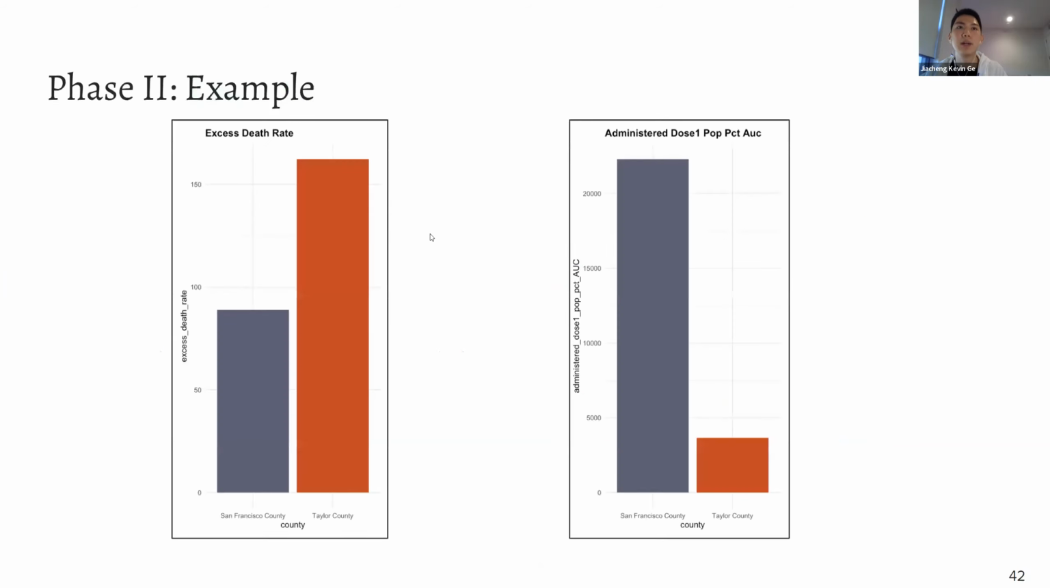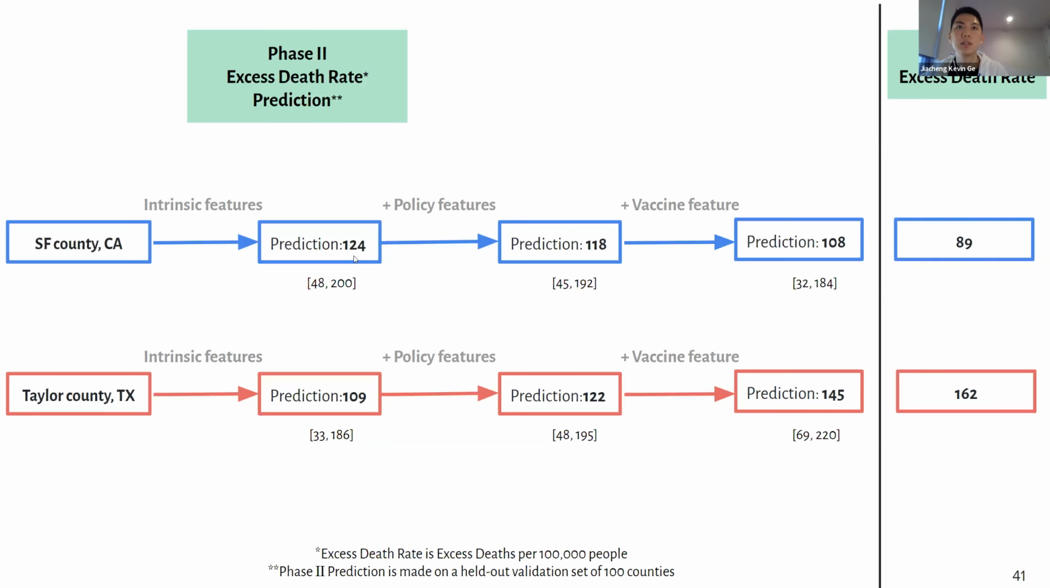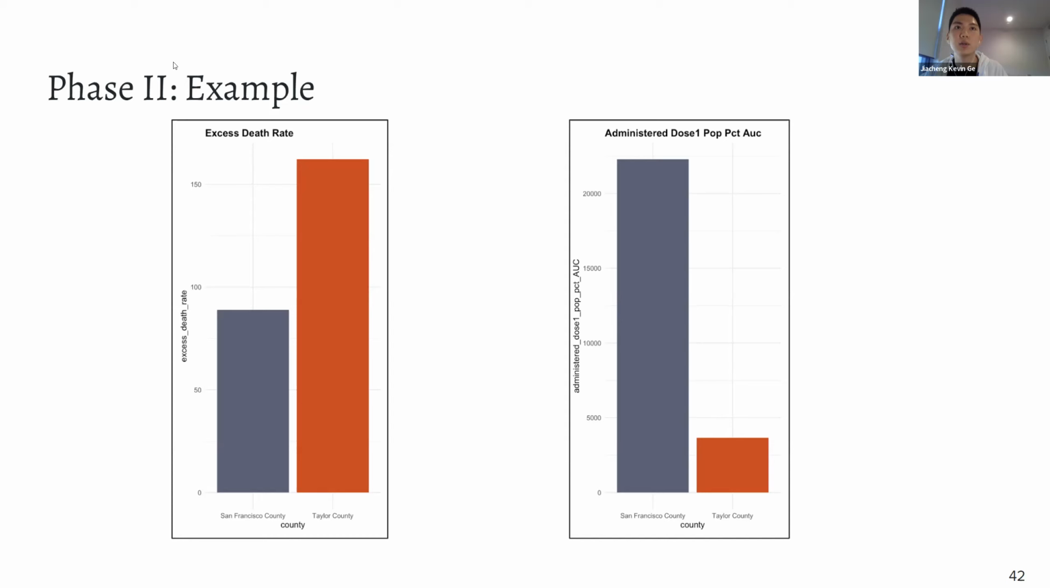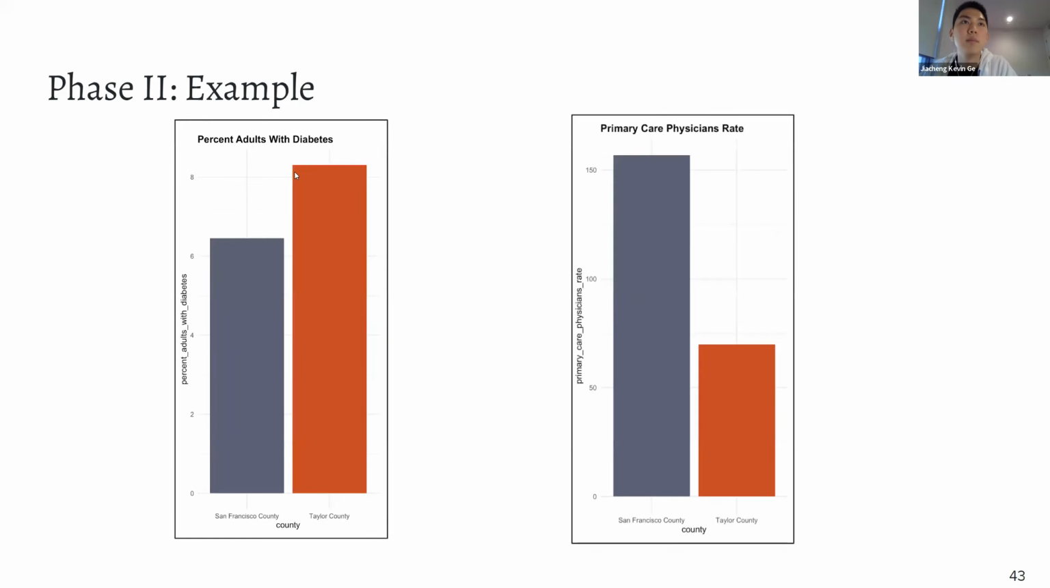And interestingly, I can show it once more. The prediction for San Francisco keeps going down. In contrast, the prediction number for Taylor County increases. And let's take a look at what's different about these two counties. As we can see here, the vaccination rate in San Francisco is much higher than in Taylor County. And there is a higher percentage of adults with diabetes in Taylor County, and fewer adults have primary care physicians in Taylor.